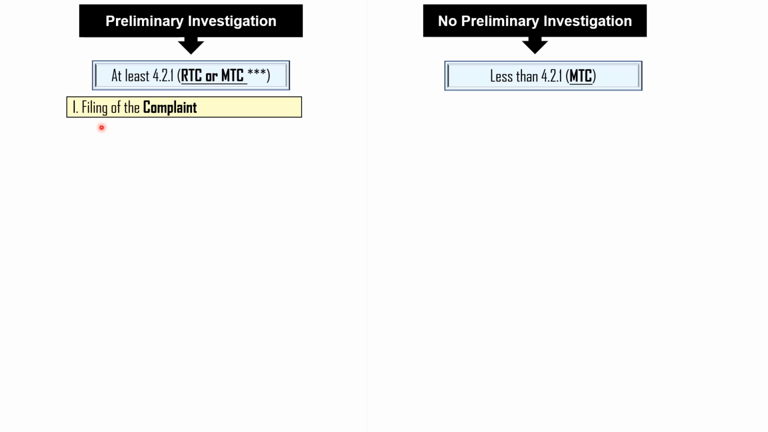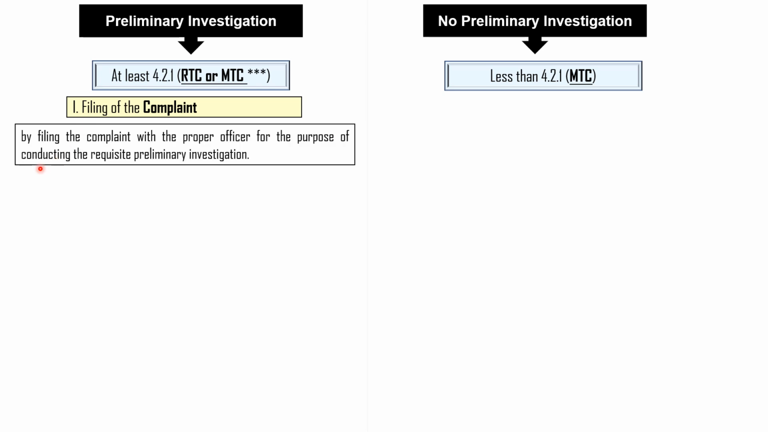So if PI is required, then how are you going to initiate your criminal action? First is you have to file a complaint. Where are you going to file your complaint? Rule 110, Section 1 has the answer. You are going to file your complaint with the proper officer. This proper officer could be your prosecutor, could be the ombudsman if it involves public officers, or it could be with the COMELEC for election offenses. So by filing the complaint with the proper officer for the purpose of conducting the required preliminary investigation.